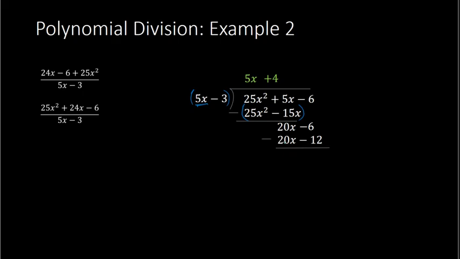The next step is to subtract, and when I subtract, I'm going to subtract the entire quantity of 20x minus 12. So 20x minus 20x will give me 0, that will cancel, and then negative 6 minus a negative 12. Minus a negative becomes a plus. So negative 6 plus 12 would give me a 6. So here there is a remainder. The remainder is 6. And I write the remainder as 6 over this 5x minus 3. That's being added to the 5x plus 4. So my solution is 5x plus 4 plus 6 over 5x minus 3.